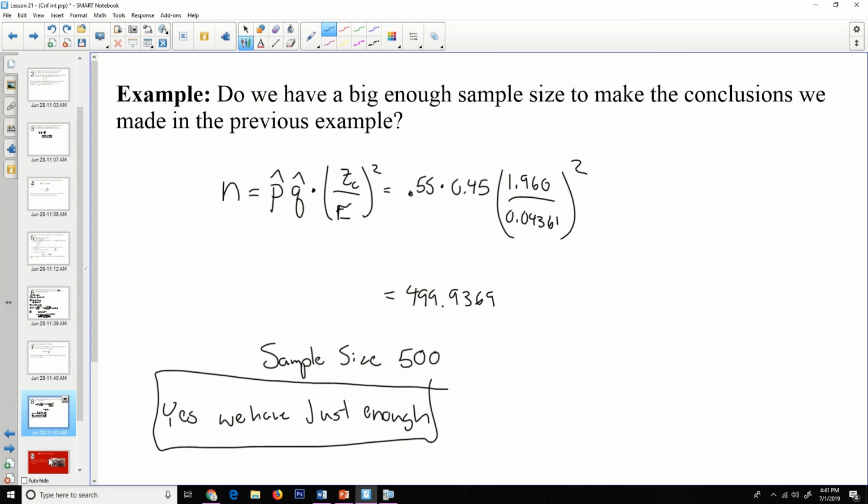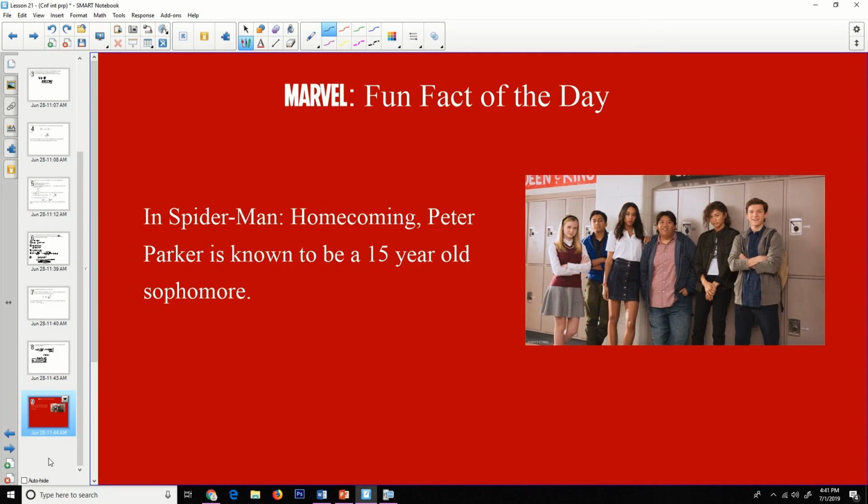Well, that's all I got today. So our Marvel fun fact of the day: in Spider-Man Homecoming, Peter Parker is known to be a 15-year-old sophomore. And so I'm assuming that the Spider-Man movies for the Sony Marvel Universe will be like a Hogwarts thing where he goes his sophomore, junior, and senior year before they move on to a new Spider-Man. Well, that's all I got. Have a good day.